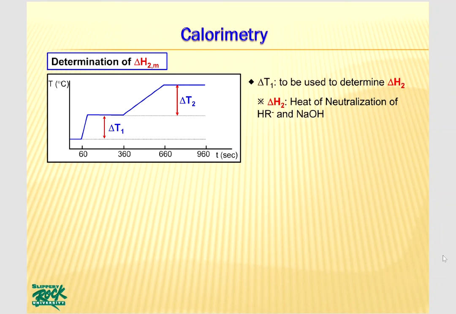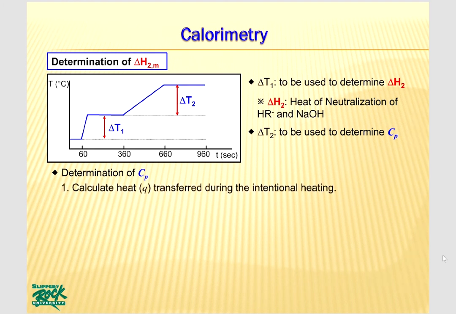Delta T2 is due to the intentional electrical heating, and it will be used to determine the heat capacity of the calorimeter, Cp. Heat capacity may be different from the previous one, so you may have to determine it each time you use the calorimeter. The first step to determine Cp is to estimate the heat that was transferred electrically into the calorimeter during the intentional heating.